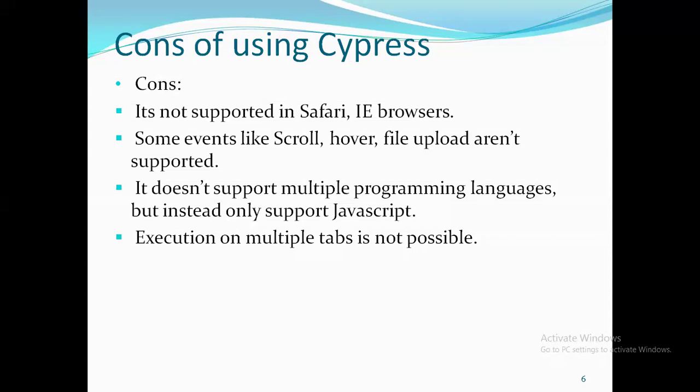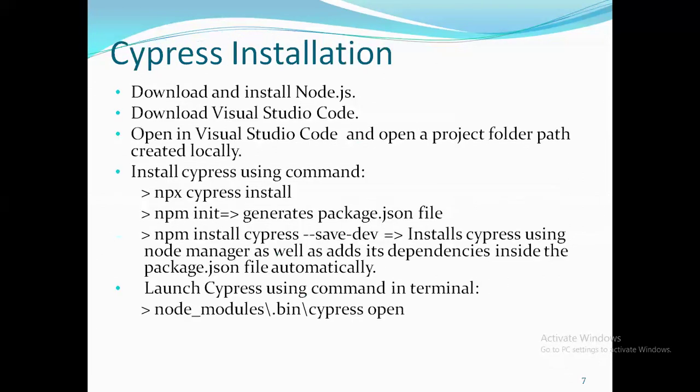So they would definitely want to improve upon that. Then they also have the language supported only as JavaScript, so it doesn't support Python, C sharp, Java, or other popular languages. So that's something which has to get improved over a period of time in future. And execution of multiple tabs is not possible, and also they are not allowing certain automation to happen on mobile apps. So these are the different disadvantages which we can see using the Cypress automation tool.